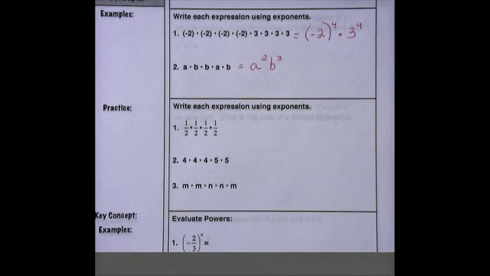So take just a minute and pause the video and do the practice problems, writing each expression using exponents, and then come back and we'll continue with the lesson.